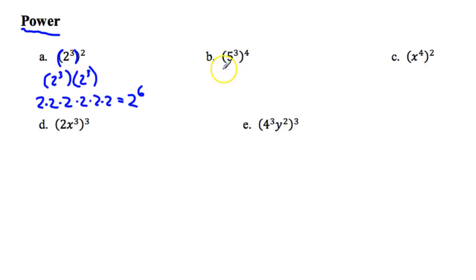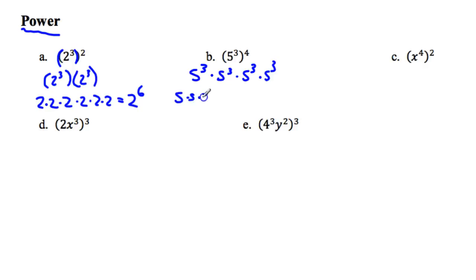All right, over here, 5 cubed to the 4th power. So same thing. This is going to be 5 cubed times 5 cubed times 5 cubed. And, oh wait, one more, my bad. 5 cubed to the 4th power, 1, 2, 3, 4. Each of these can be written as 5 times 5 times 5. So let me write that out.